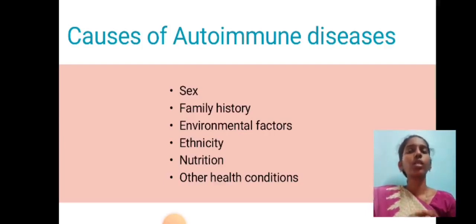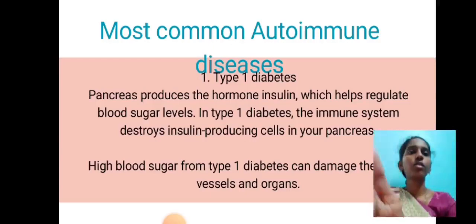Next, nutrition. Our diet and nutrients can also cause severe autoimmune disease. Next, other health conditions like obesity. Obesity causes autoimmune diseases. Next, most common autoimmune diseases. Now we are going to see some of the most common autoimmune diseases which attack us.